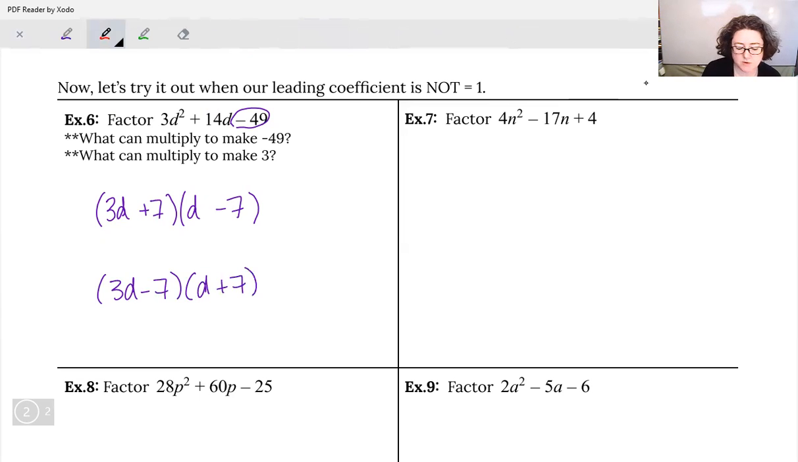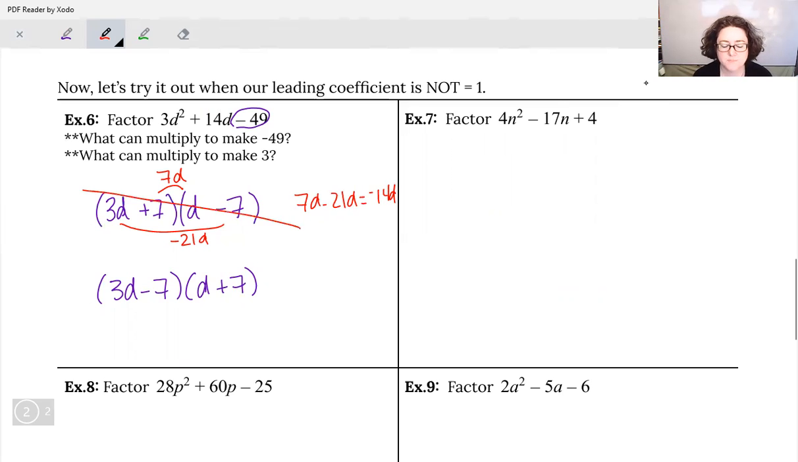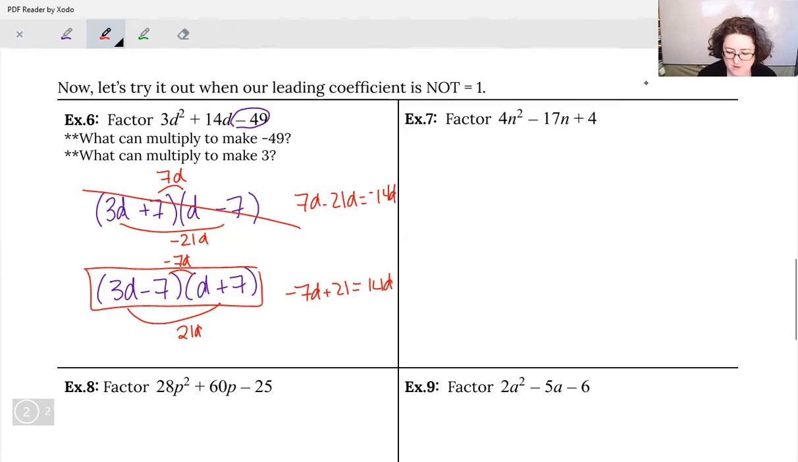So again, multiply your insides and outsides. Inside gives me 7d, outside gives me -21d. 7d minus 21d equals -14d. Nope, that one doesn't work. Bummer. So that means the second one should work, but let's check just to make sure. We have a -7d and a 21d. -7d plus 21d equals a positive 14d. That's the one we want. Awesome.